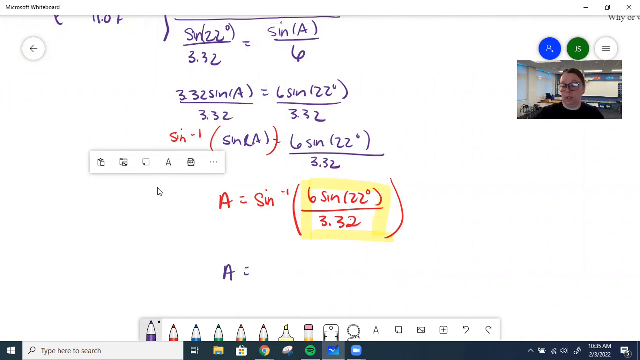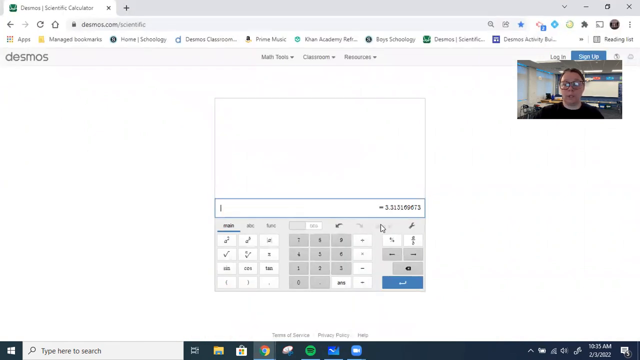So let's see how we can do this in our calculator. Let's clear this all out. All right, so here's if you didn't put it all in at once.